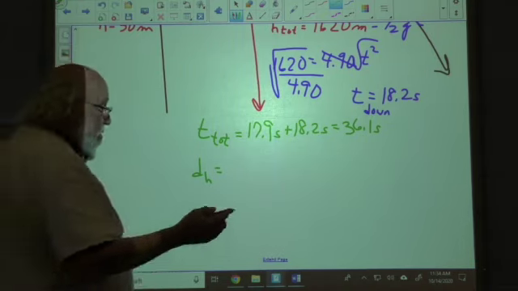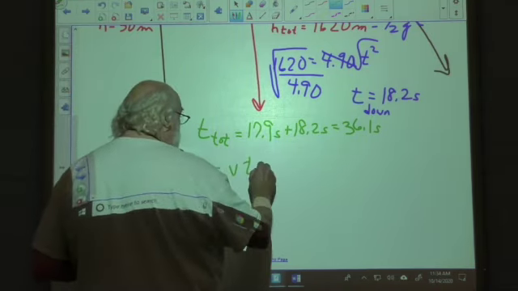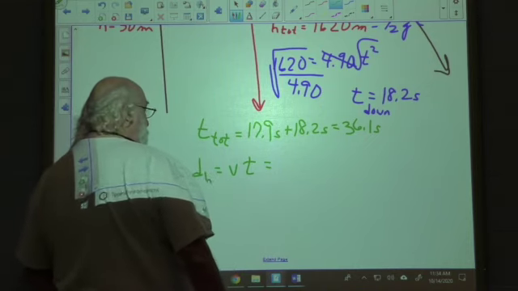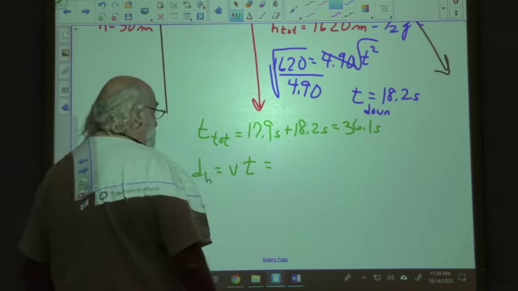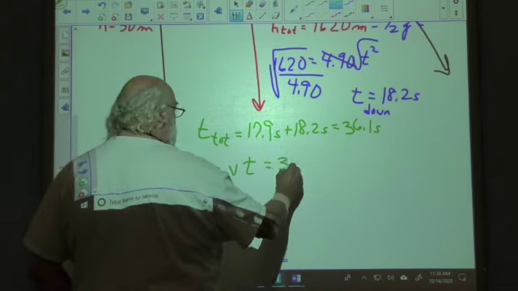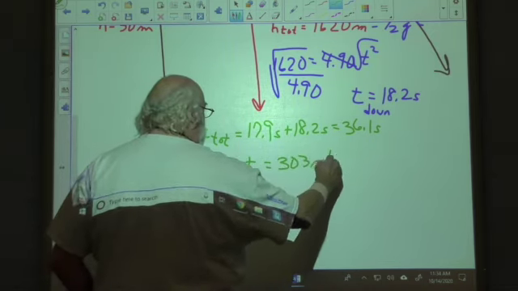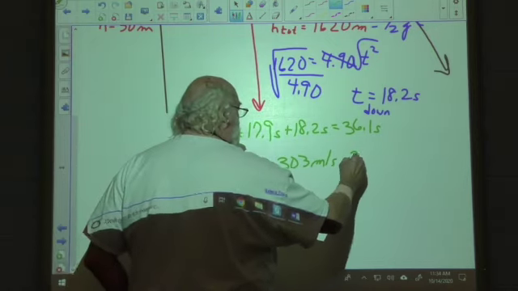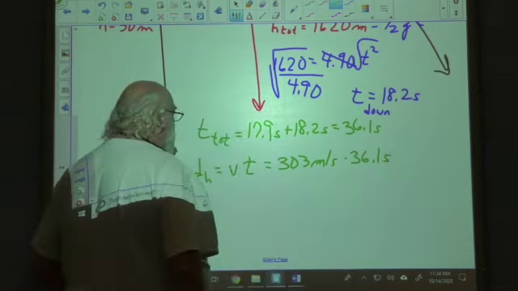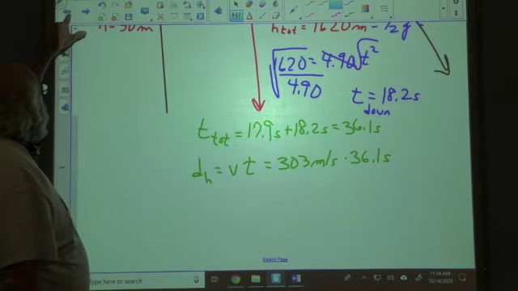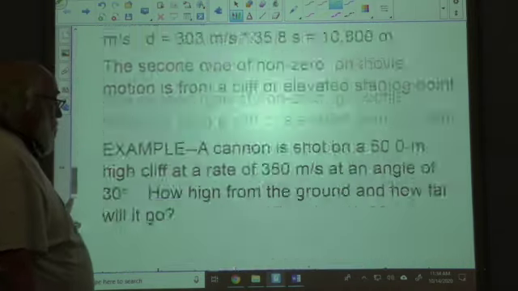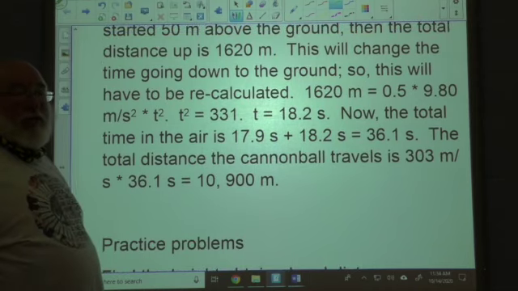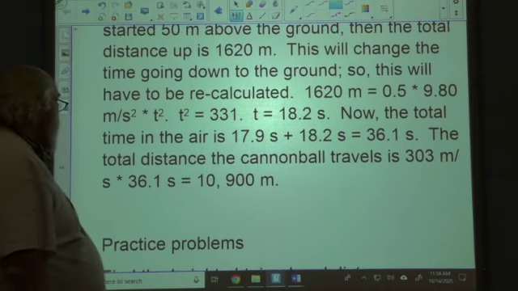So now we can calculate the horizontal distance. This is not accelerating, so this is just going to be V times T. The velocity, we said, was 303 meters per second, the horizontal. That didn't change. Time is 36.1 seconds. So the distance it travels, drum roll, 10,900 meters. So it'll only gain an extra 100 meters from being that high.